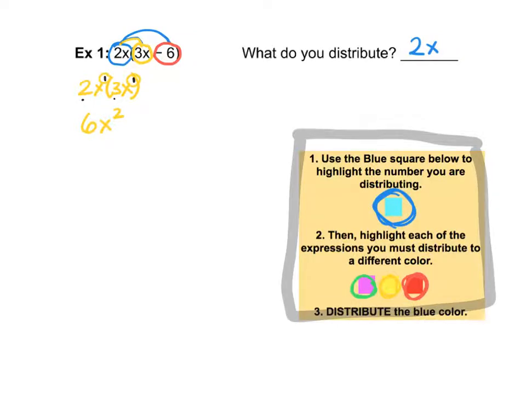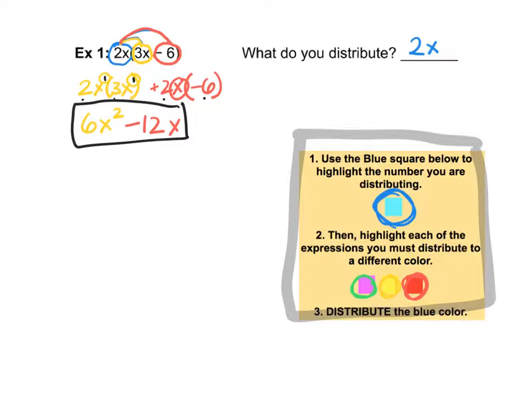All right, for the second part, we're taking 2x times our negative 6. So I really have a positive 2x times negative 6. Again, we're going to multiply our numbers out front, so we're going to do 2 times negative 6. When I do that, I get negative 12. And notice this one has an x, but the second one doesn't, so we're just going to take the x. And my final answer would be 6x squared minus 12x.